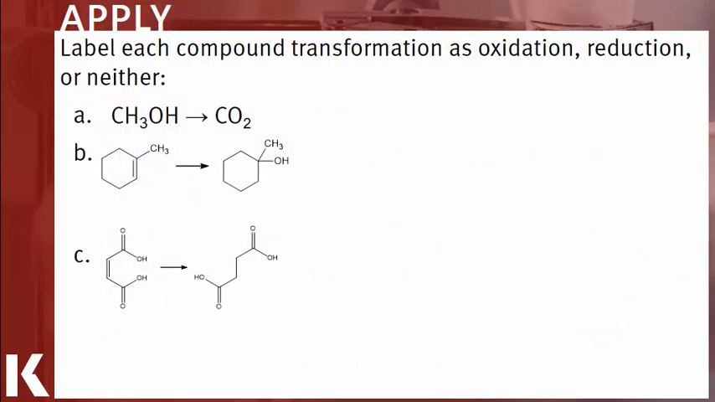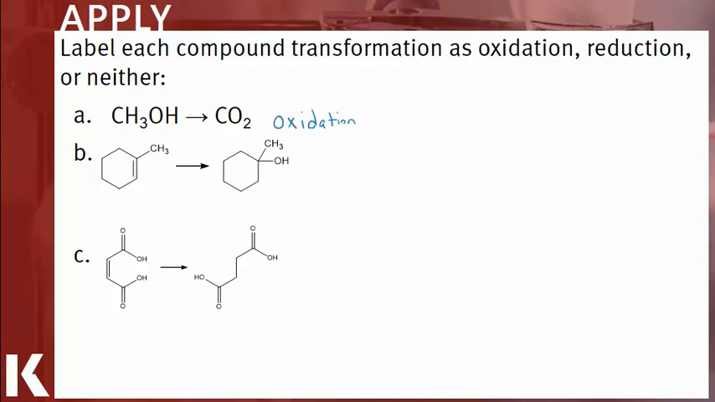In this question, we're given a compound in A, B, and C, and asked if the product has been oxidized, reduced, or neither. There are multiple approaches to this question. A should look familiar from the previous slide. The reactant is an alcohol, so the carbon is bonded to one oxygen, while the product has a carbon double bonded to an oxygen on either side. The compound has an increase in the number of bonds to oxygen, going from 1 to 4, so this transformation is oxidation.